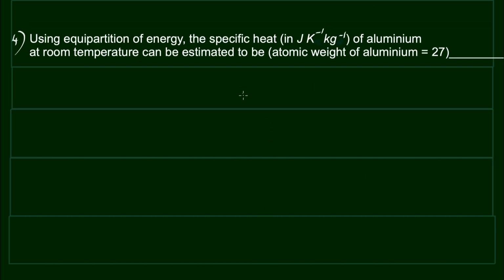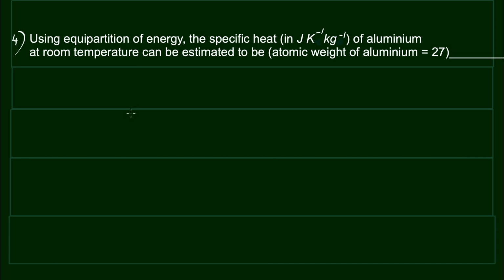Now here we don't even have a gas. We have solid aluminum at room temperature, and the question is, using the equipartition of energy, find the specific heat in joules per Kelvin per kilogram. The atomic weight of aluminum is given.